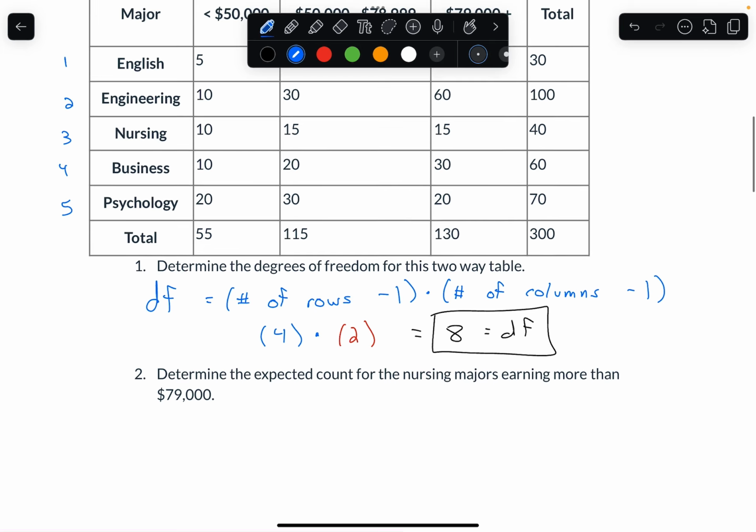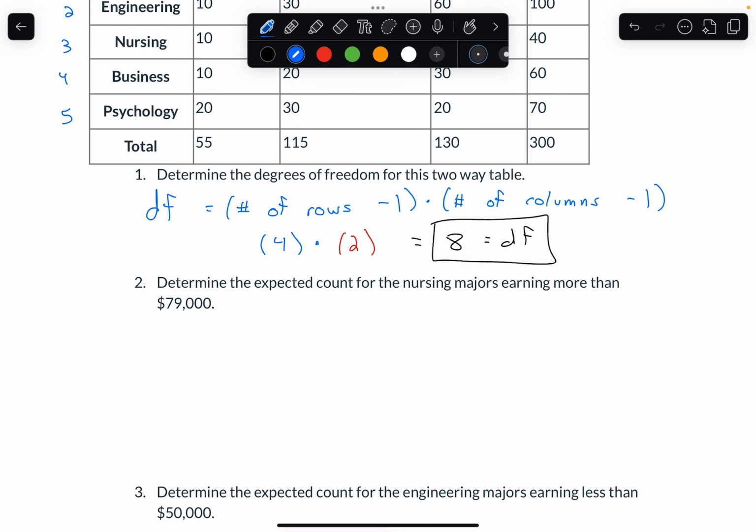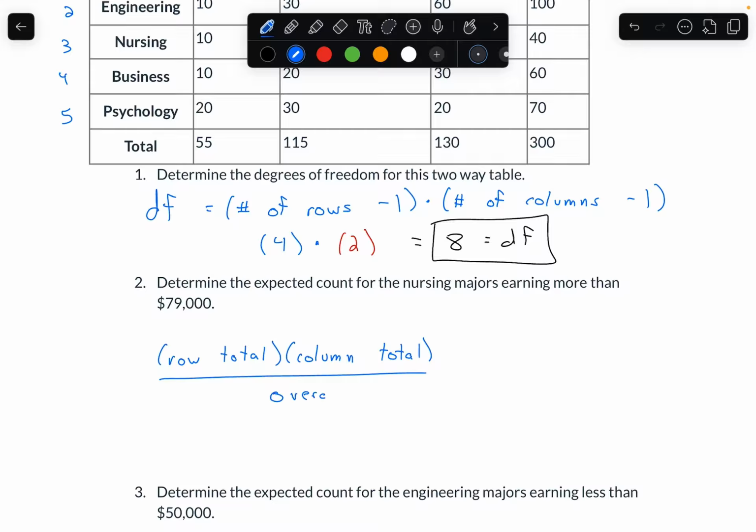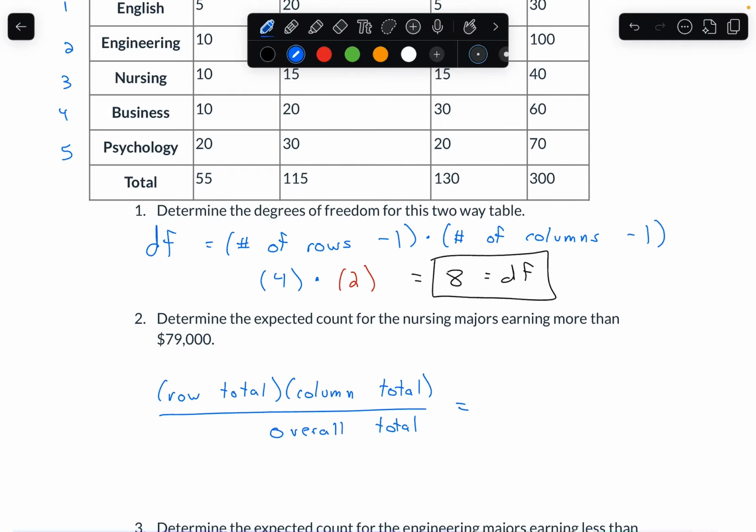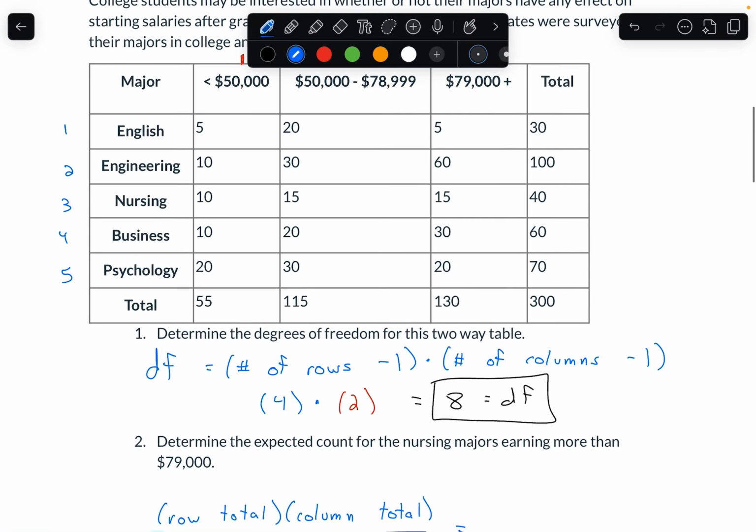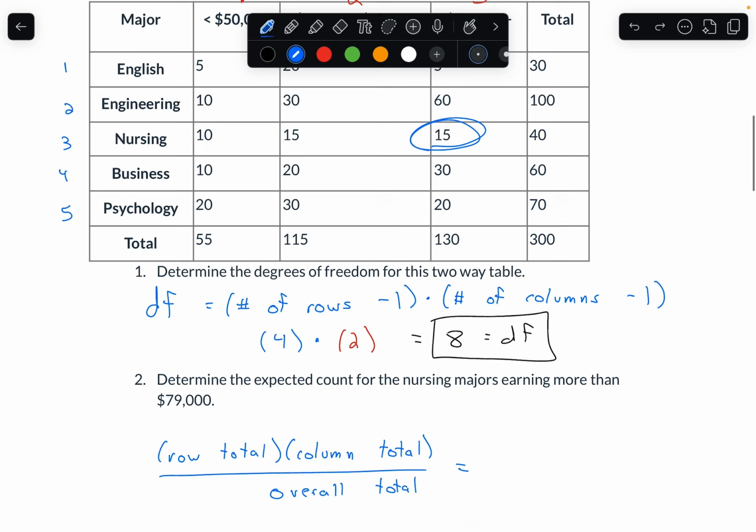So next up, we're going to calculate a few expected counts. We want the expected count for the nursing majors earning more than 79,000. So for this I want the row total times the column total, and then we'll divide that by the overall total. In this case, my row total, we're looking at nursing majors earning more than 79,000, so that would be this entry right here. My row total is 40. So we've got 40 for my row total.